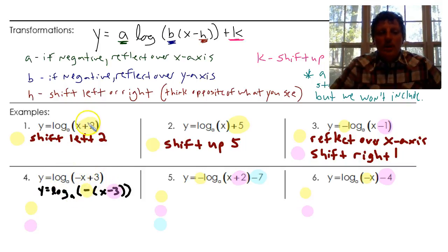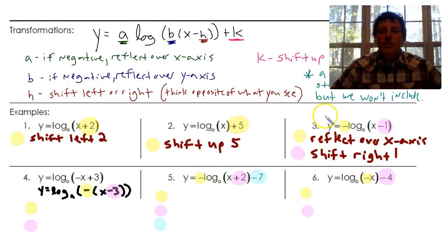In example 1, because the plus 2 is inside the logarithm, we have to think the opposite of what we see. So the plus 2 is going to indicate a shift to the left 2. If you were to graph this function, you would see that shift to the left 2 from what usually has an asymptote of 0. It's now going to shift to the left. If we have plus 5 at the end after the logarithm, so the logarithm has ended, we've got the parentheses, and then we're adding 5, that's when we're going to see a shift up 5.